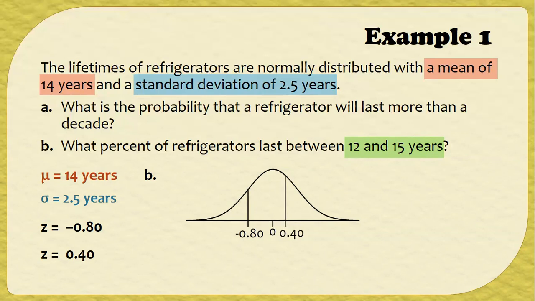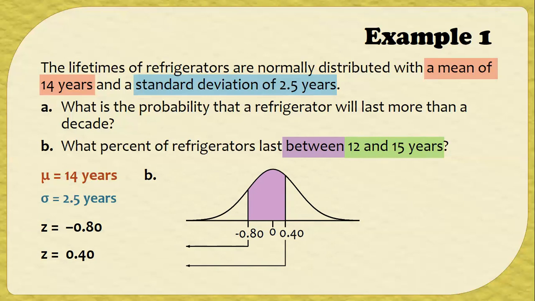Next, we want to figure out where to shade. For this problem, it says what percent of refrigerators last between these two values. Because we're interested in a percentage that's between the 2 years, we're going to shade between our two z-scores. Lastly, we're going to draw the two arrows underneath, one from the negative 0.80 and the other from the 0.40. Notice that when I drew the arrow for the 0.40, I made sure to extend it down and underneath that negative 0.80. This is important because it helps to remind me what the table area really is.